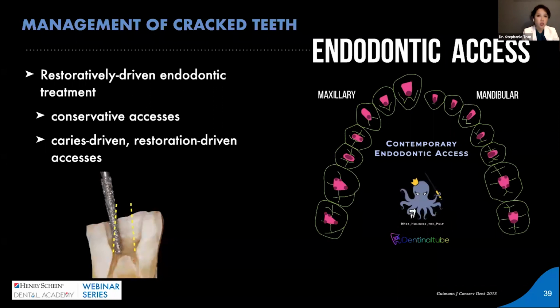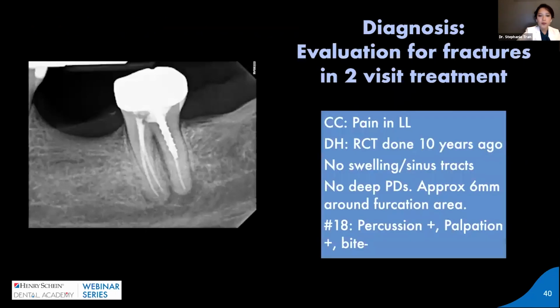What that means is more conservative accesses when possible, maybe making the access more caries driven or restoration driven, so aiming it at where the caries is, or centering it where the existing restoration and existing tooth structure loss is, to save as much tooth structure as possible. And then evaluating the tooth itself and how it reacts to endodontic treatment can help us evaluate the overall prognosis. So let's say you've done everything possible to be as minimally invasive, but you're not 100% sure if there's a vertical root fracture.